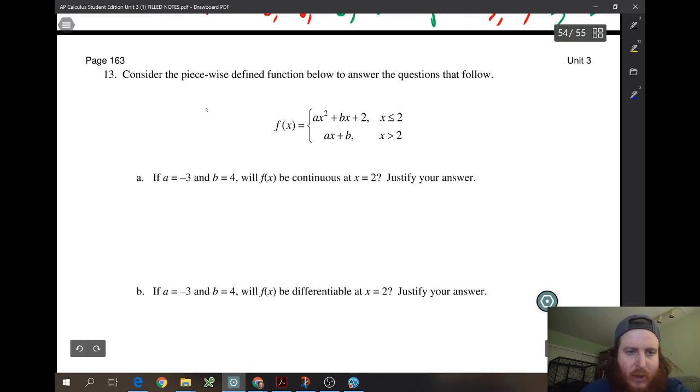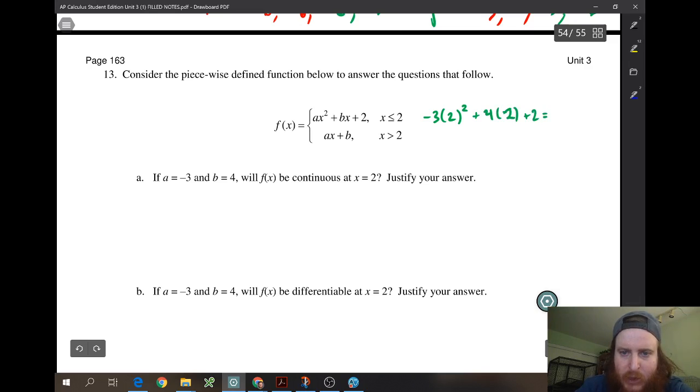Okay, this one, consider the piecewise function. If a equals -3 and b equals 4, will f of x be continuous at 2? So I'm going to show you kind of the easy way to think of it in your head, but then what we need to write out. The easy way is just plug these in and see if we get the same answer. So negative 3 times 2 squared plus 4 times 2 plus 2.